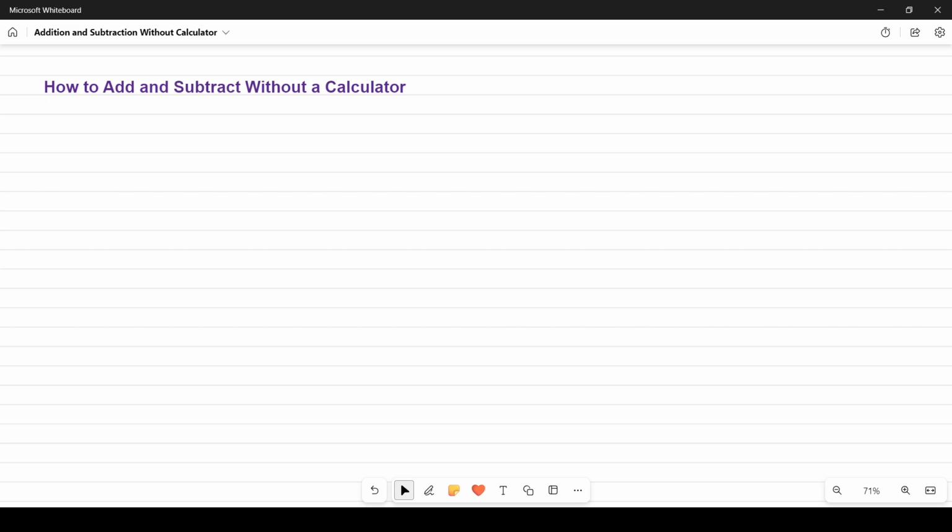It's very easy. The method I'm going to show you today is called the column method, and I'll also explain how this column method works. Okay, so let's do this. To understand it, first we need to understand numbers, how numbers are formed, and what the place value of a number is.